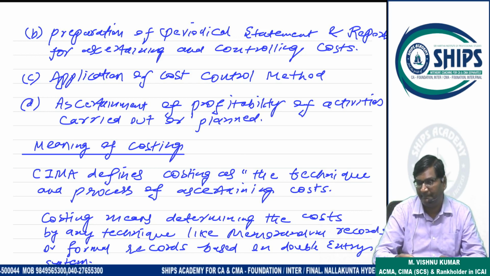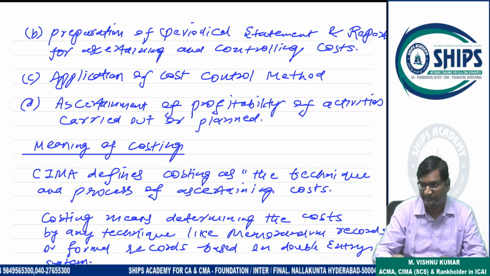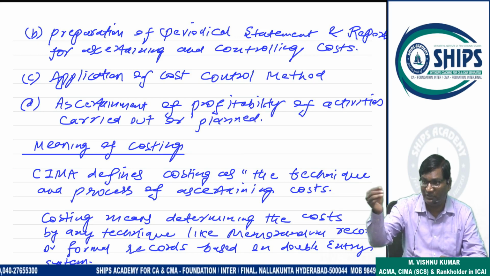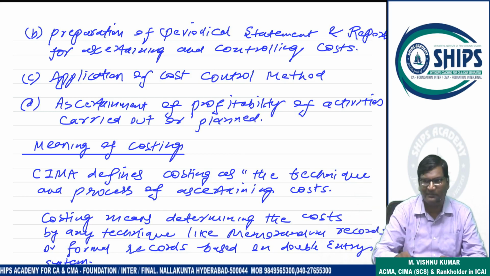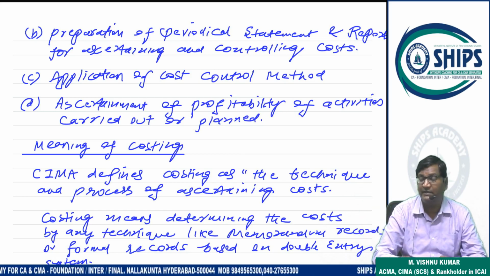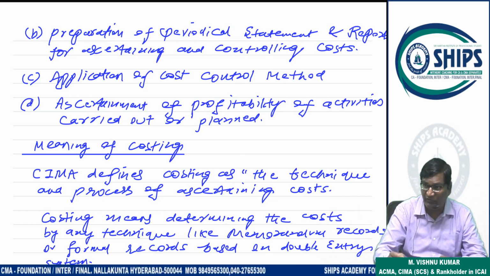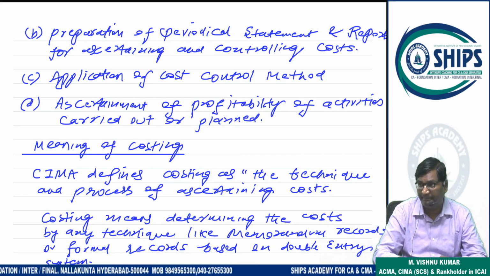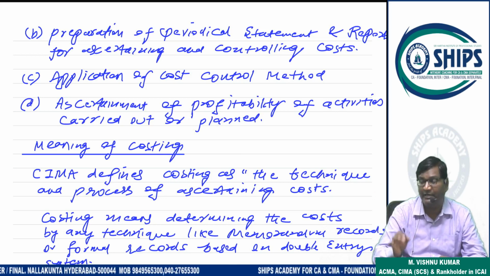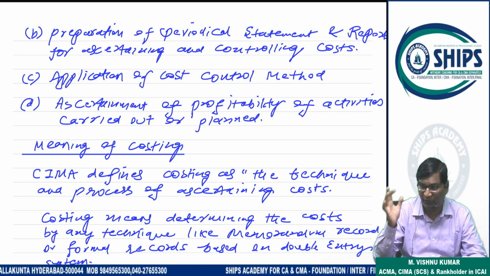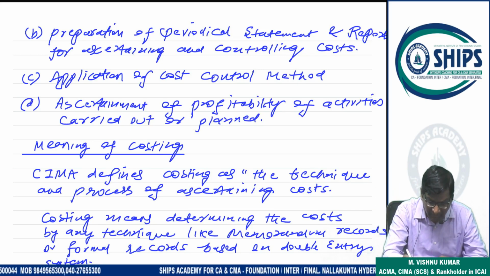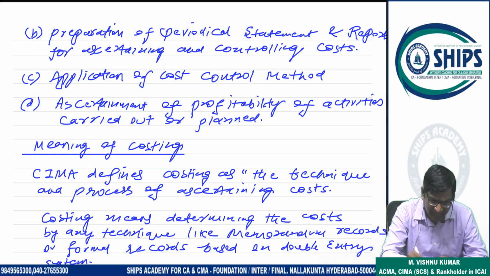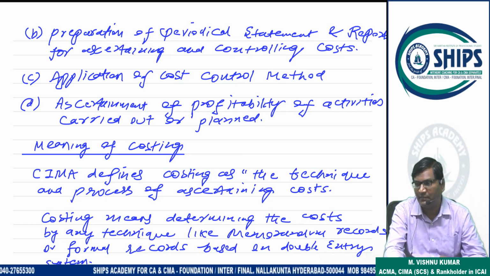Why this is necessary? Suppose one customer is asking the quotation. I want 100 cars quotation price, 50 cars quotation price. If quotation is not ready with you, again you have to work on that or not? That's why cost accounting is also involved in preparation of quotation, tender. So that is called as what? Periodical statements. Quotation, tenders, or periodical statements. So here preparation of periodical statement and reports for ascertaining and controlling the cost.